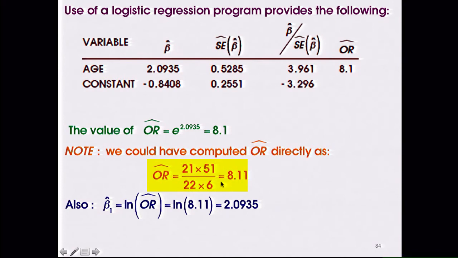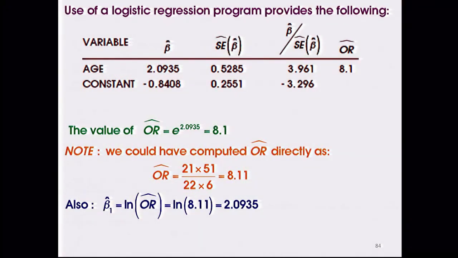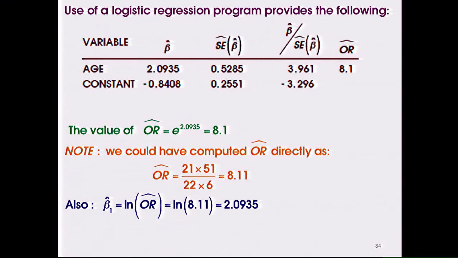What does that tell us? What's the interpretation of that? Think about that for a second, and how would you interpret the 8.11? If you said that people who are older have 8 times higher risk of CHD than people who are younger, you would have given the wrong answer. The correct answer is that the odds of CHD is 8 times higher among those who are older than it is among those who are younger.